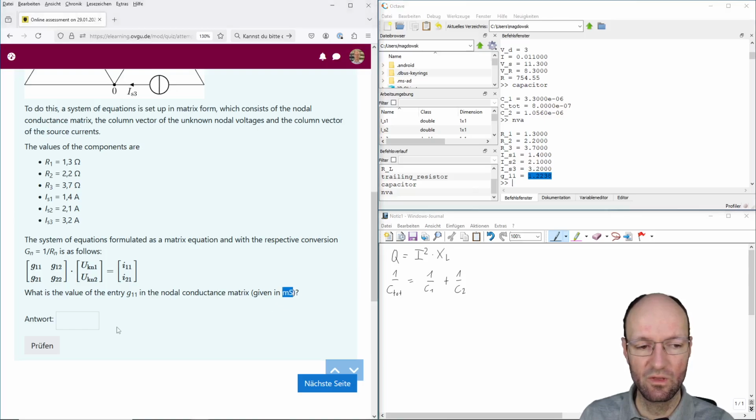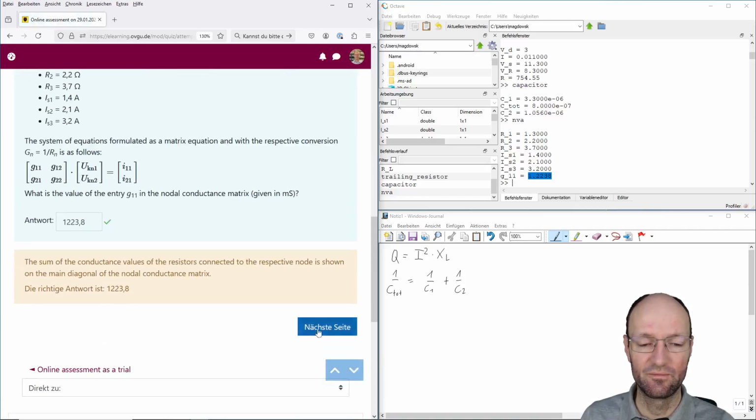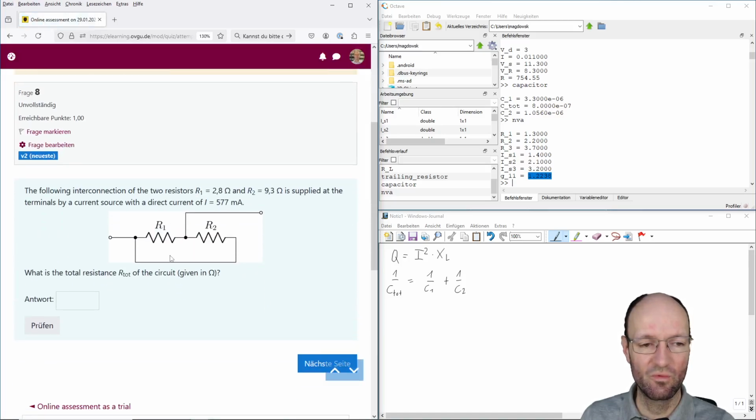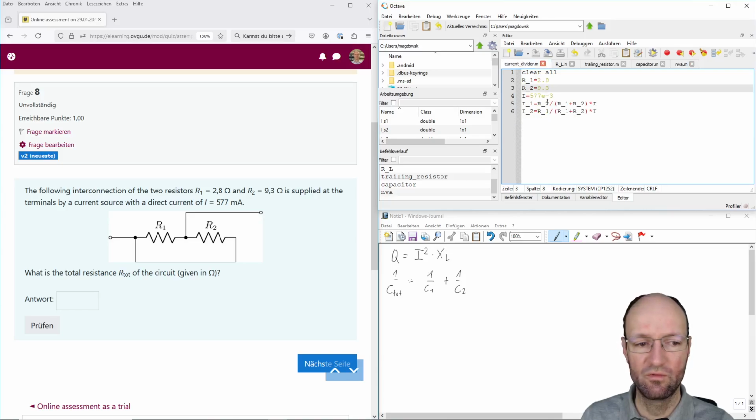And now we would like to have it in millisiemens. So we need to move the decimal comma to this place and check, and that's the right answer. So let's continue with the next one. We once again have the interconnection of these 2 resistors. Here it also looks like they are in series, but they are in parallel. And it's the same values that we had before here for our current divider.